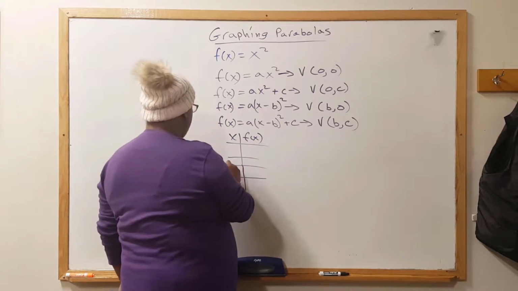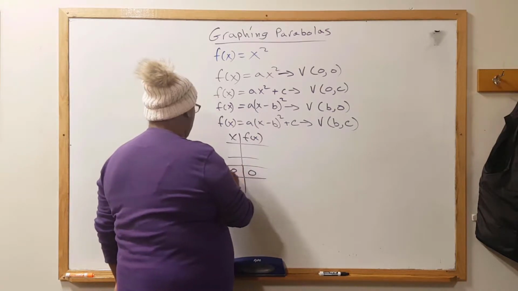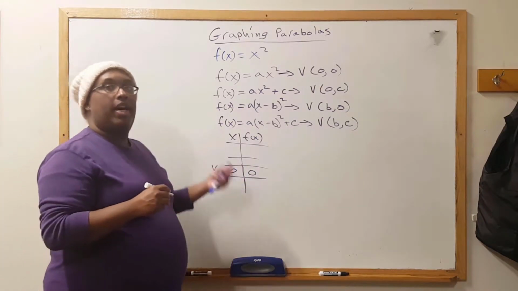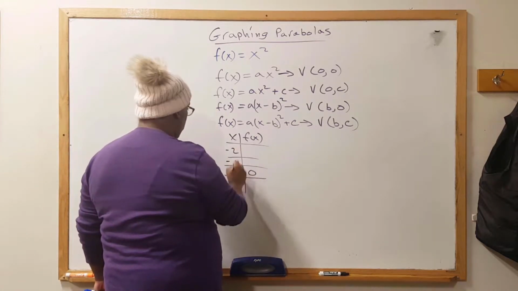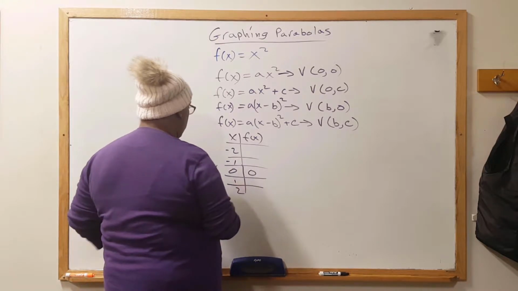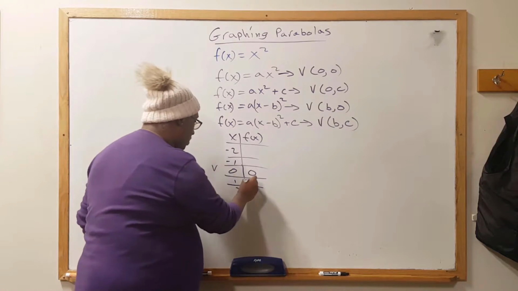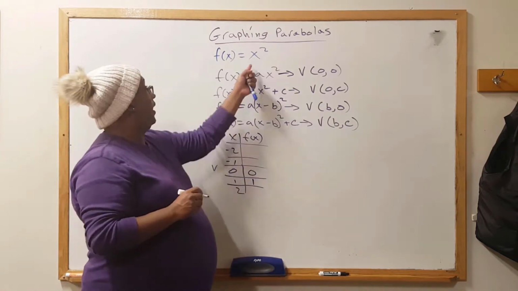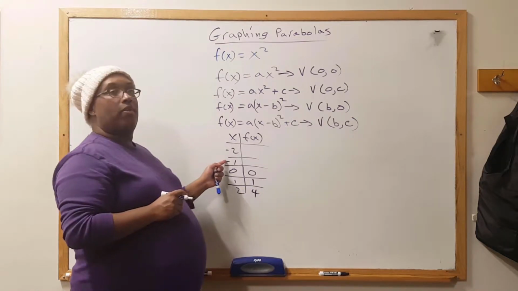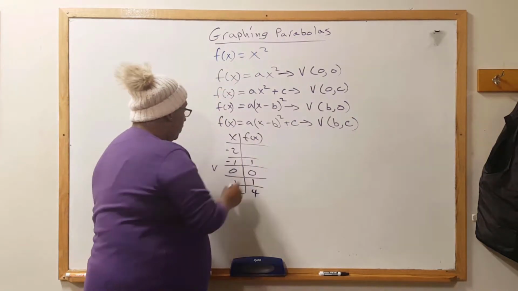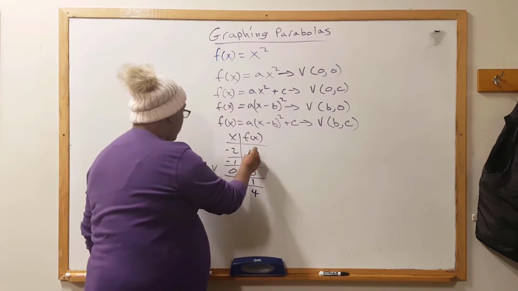I like to put the vertex in the middle, which is going to be 0 and 0. Then we can find points on either side of the vertex. So we can have -1, -2, 1, and 2. If we plug in 1, we get 1. If I plug in 2 and I square it, I get 4. If I plug in -1 and I square it, I get 1. If I plug in -2 and I square it, I get 4.